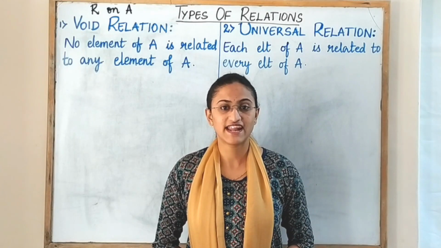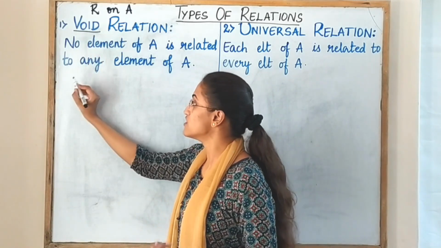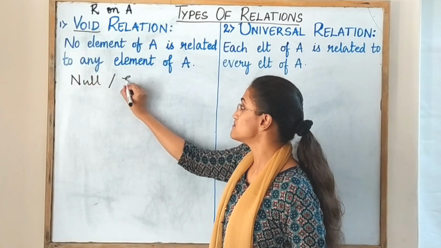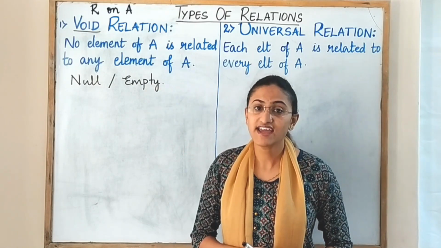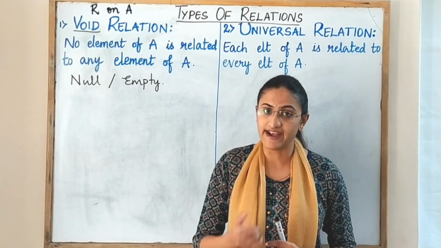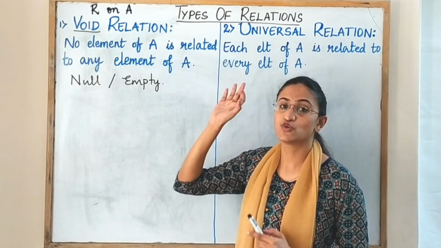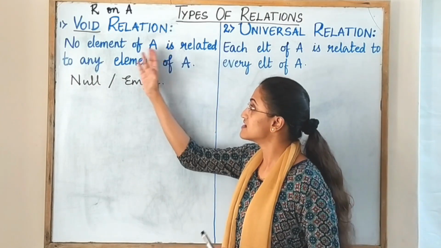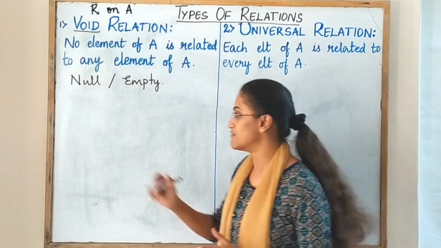The first type of relation is the void relation. Void relation can also be called a null relation or even an empty relation. If R is a relation on a set A to the set A itself and no element of A is related to any element of A, then you can call the relation the void relation. Let us have a small example.